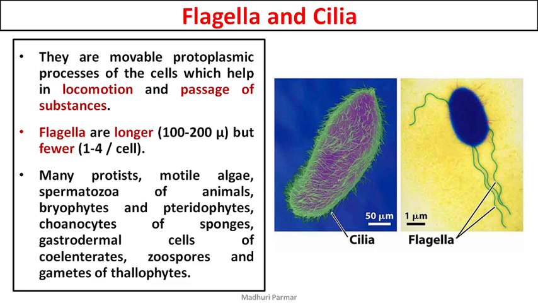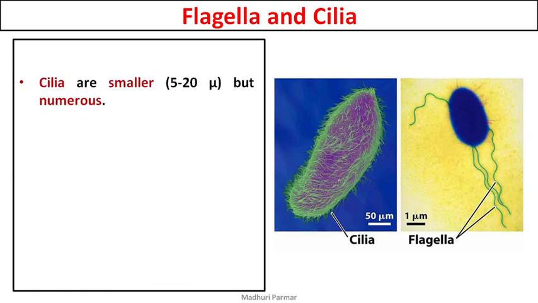Then zoospores and gametes of thallophytes. Thallophytes are the plants which have a thalloid body. It includes algae, fungi, and also bryophytes. Whenever you hear the word zoospore, it means the cell is moving. So zoospores and gametes of thallophytes also have flagella.